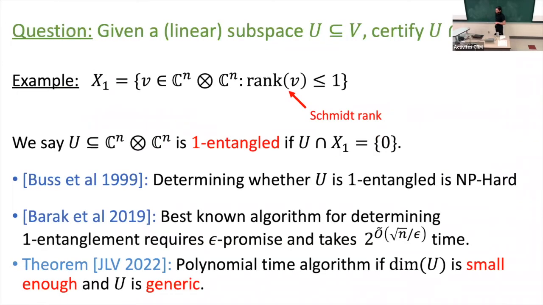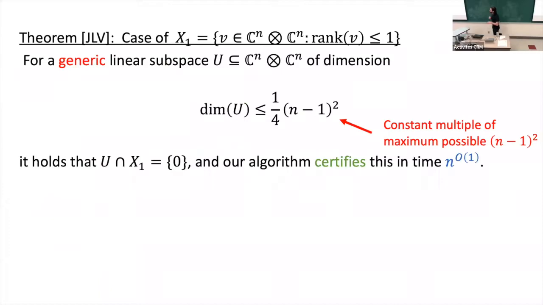And what is it if it's generic? Generic means that you pick a basis for the subspace at random, and then with probability 1, we're going to certify that it's entangled, and we can prove that it is. Our algorithm is a Nullstellensatz certificate. That's something known in algebraic geometry, but what's new is this polynomial time guarantee for generic instances. So for example, if you take a generic subspace of C^n tensor C^n with small enough dimension, it will trivially intersect X1, it'll be entangled, and our algorithm will certify this in polynomial time.